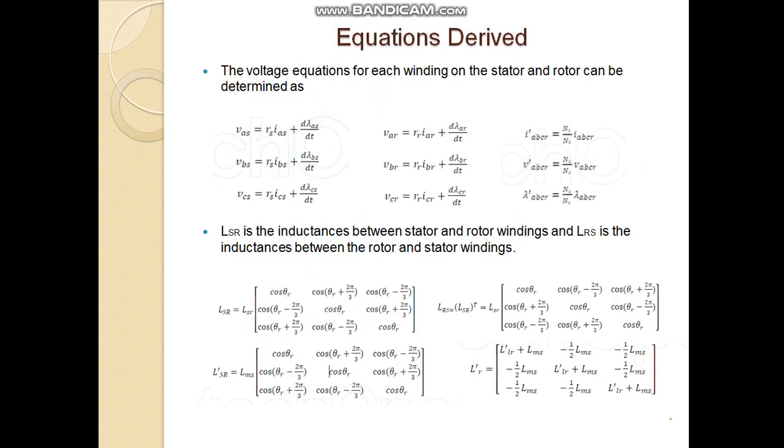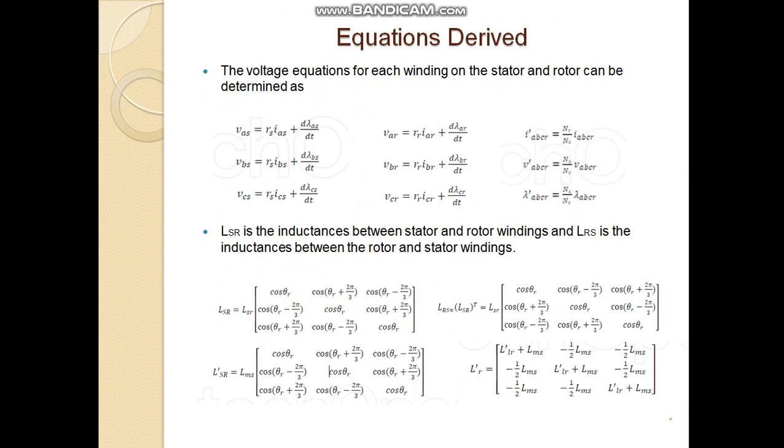The voltage equations for each winding on the stator and rotor can be determined for the stator winding and rotor winding, with A, B, C referring to the phases, S referring to stator variables, R referring to rotor variables, V referring to instantaneous voltage, I referring to instantaneous current, and lambda referring to flux linkages.